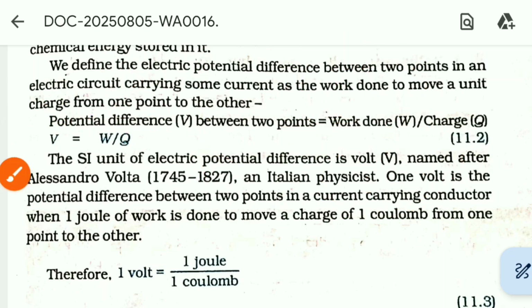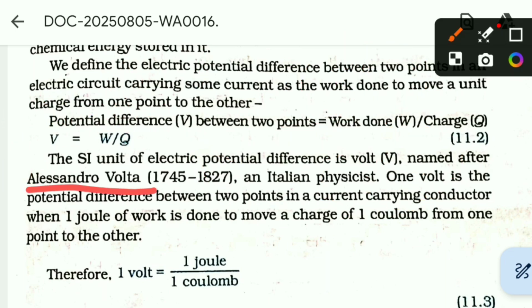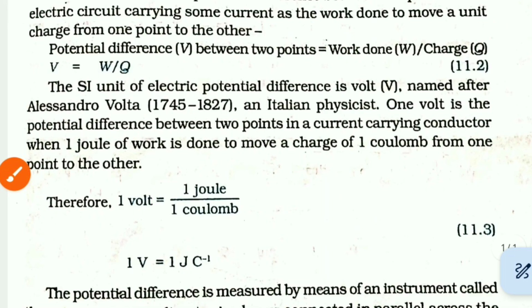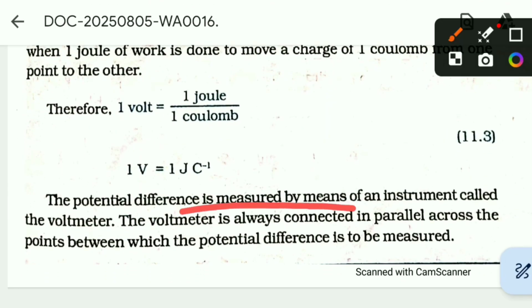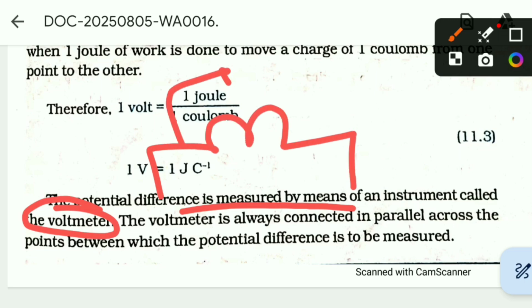Okay, so who discovered this potential difference? It is given by Alessandro Volta. He is an Italian physicist. Understood? Okay, so this potential difference is measured by one instrument that is called a voltmeter, and a voltmeter is always connected in parallel, across the points between which the potential difference is to be measured.